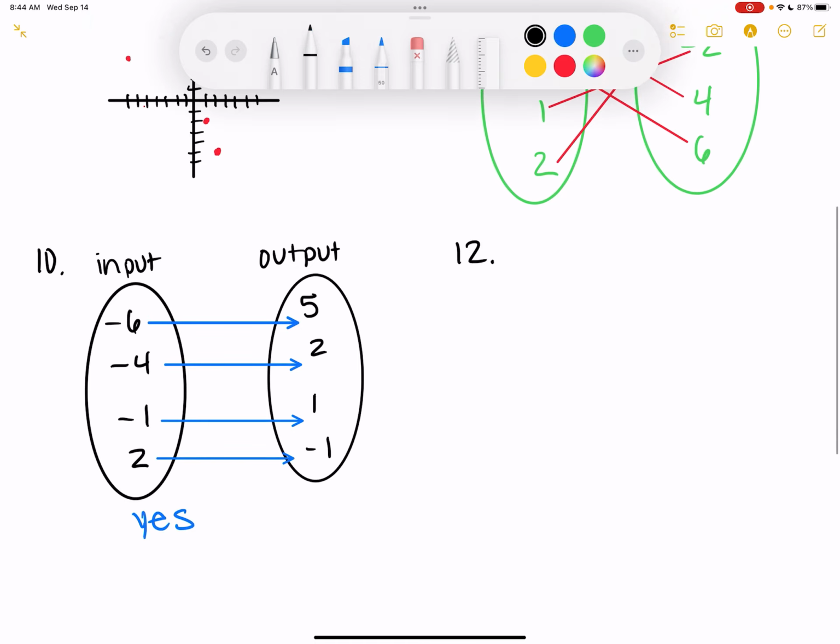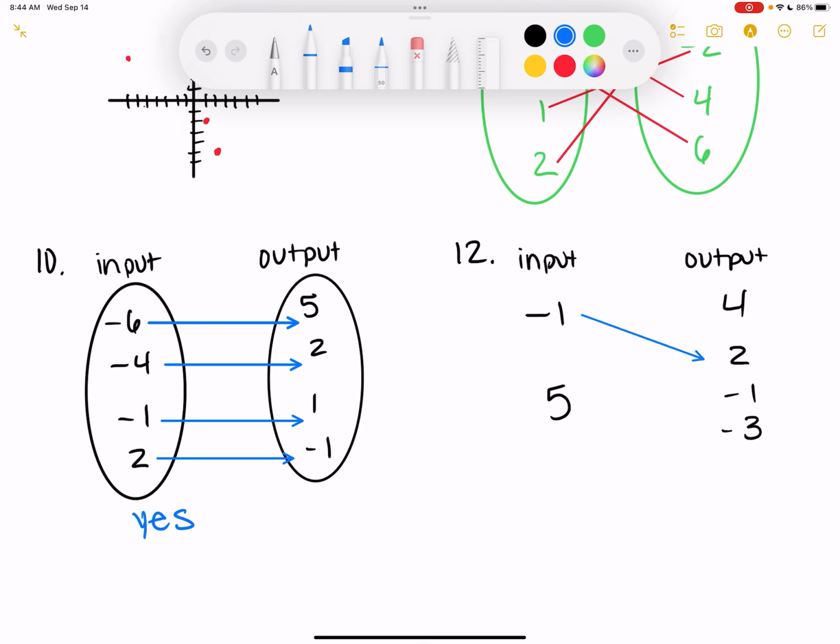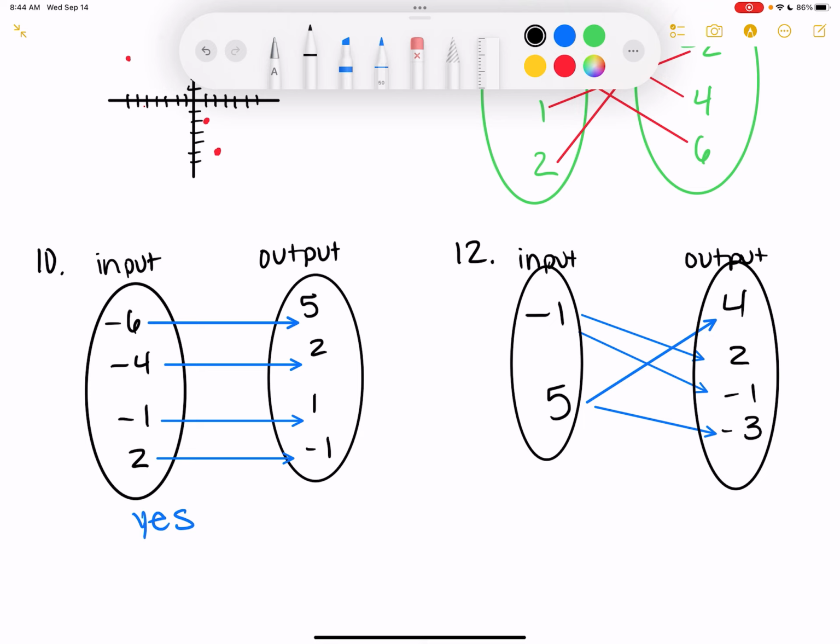Let's see, number 12. I'm just going to do it right here. Input, output. So they give you -1, 5, 4, 2, -1, -3, and then -1 is going to 2, -1 is going to -1, 5 is going to 4, and 5 is going to -3. So is this one a function? No. Why not? The inputs have more than one output, so this is not a function.